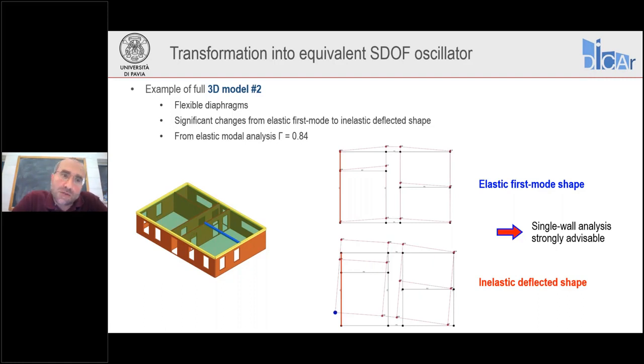Now, in this case, because the diaphragm is quite flexible, we may prefer to avoid these spatial considerations about gamma and just analyze individual walls. You see, we would end up with gamma less than 1, which doesn't make much sense. But since diaphragms, again, are flexible, in this case, just analyzing individual walls will probably provide the best estimate of the right solution.